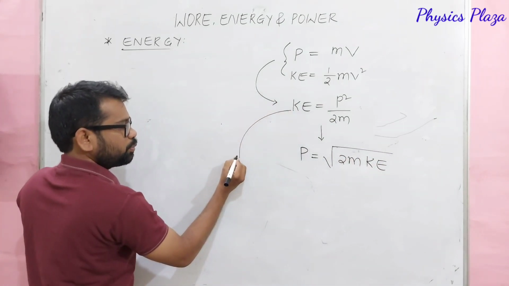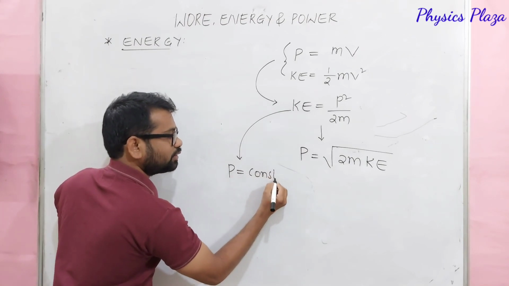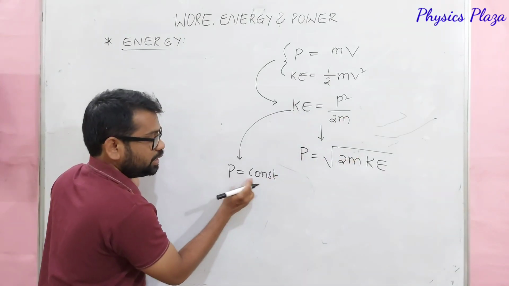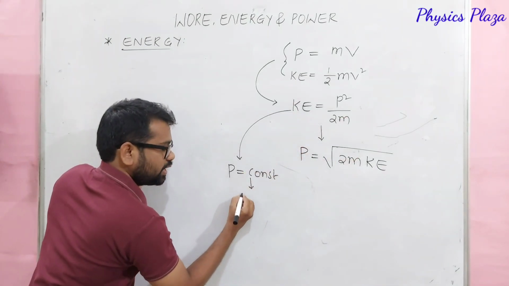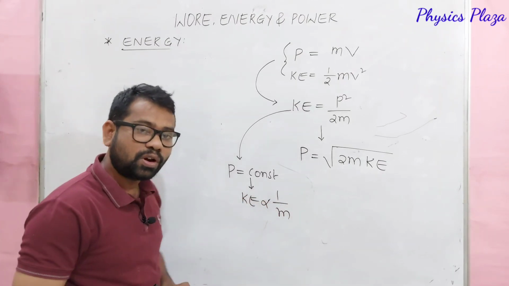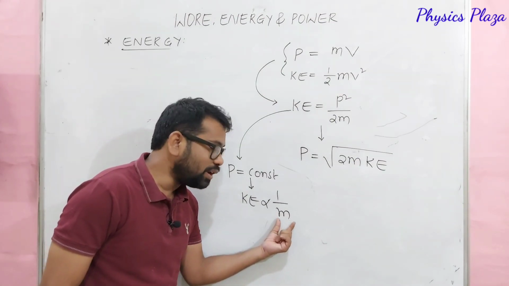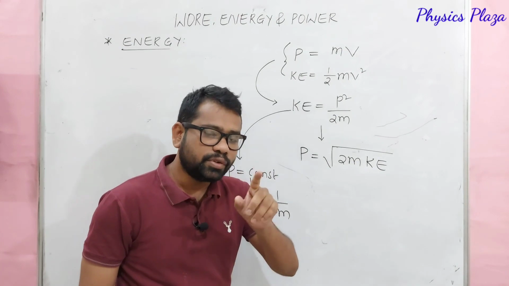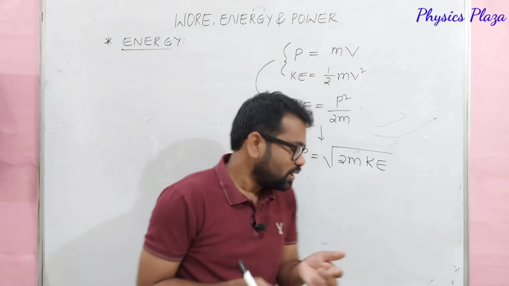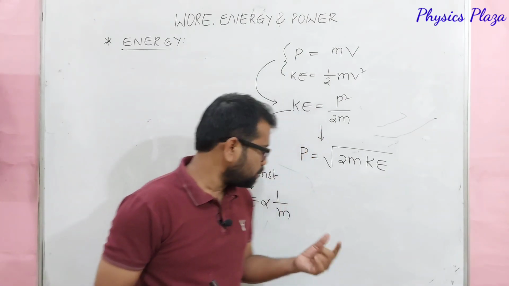Children, here we can add one more important point. If linear momentum remains constant, that is, if two bodies with the same momentum are moving, then from this we can write kinetic energy is inversely proportional to the mass, which means the lighter body will have more kinetic energy, whereas the heavier body will have less kinetic energy. Children, don't get confused. When velocity remains constant, kinetic energy is proportional to the mass, whereas when momentum remains constant, kinetic energy is inversely proportional to the mass. So this point you should not forget.